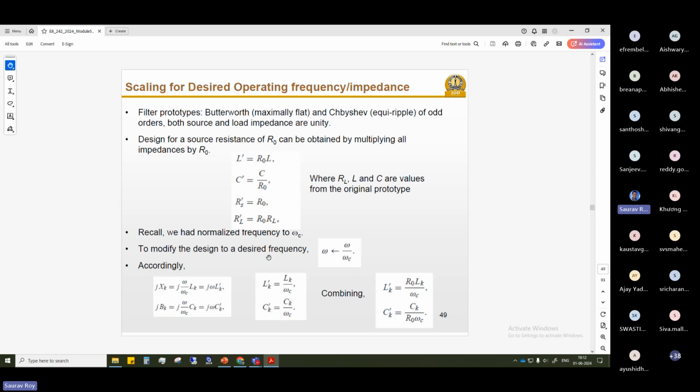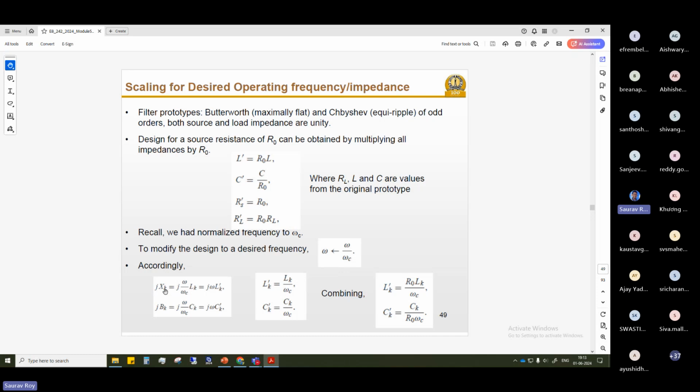So these equations actually tell you, if you have a defined R naught value, how your other LC values will change. And the very important thing is, we have taken omega C as 1, omega over omega C as 1. Now you have to design for some particular frequency. You have to change this omega over omega C component. You have to add an omega over omega C also to all your components here.